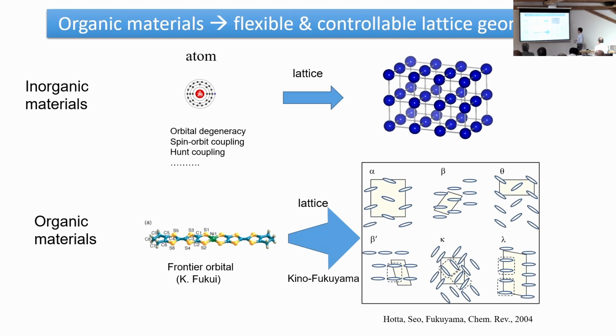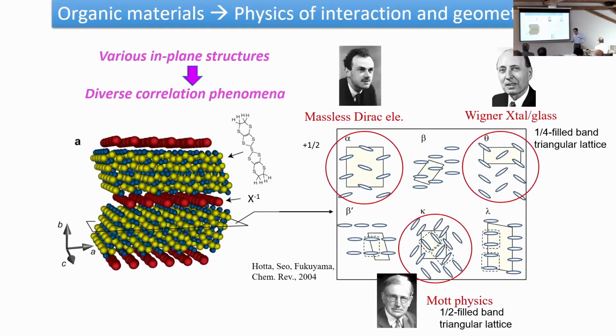This is an example of arrangements of molecules, specified by the Greek characters alpha, beta, theta, many molecular arrangements of the same molecule, BEDT-TTF. So we enjoy diverse physics with the same composition based on the single molecular species ET. For example, in these molecular materials, you can enjoy Dirac physics.